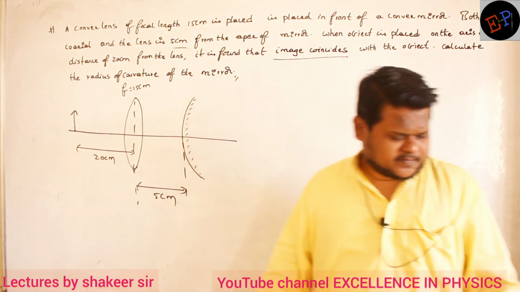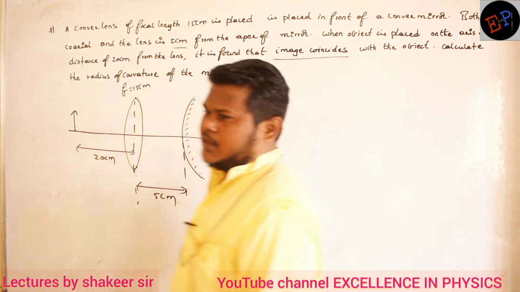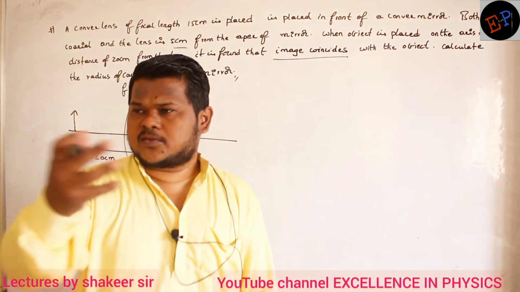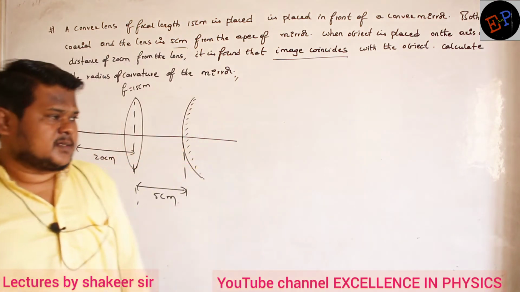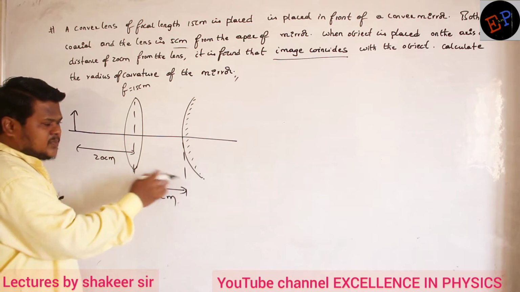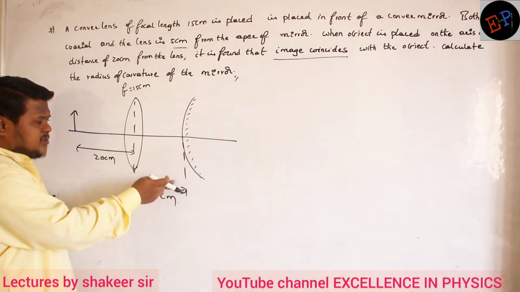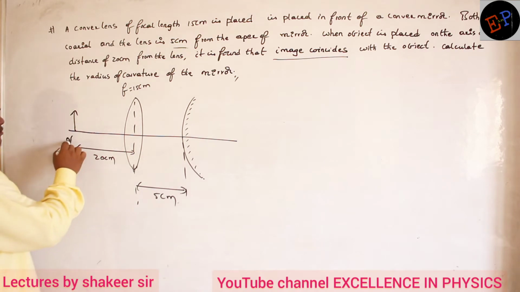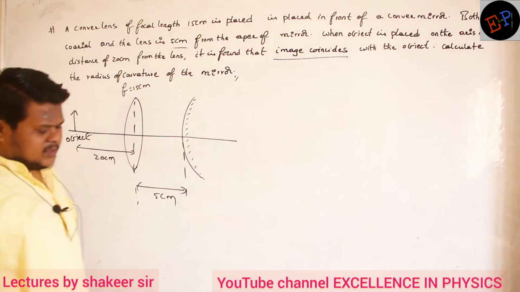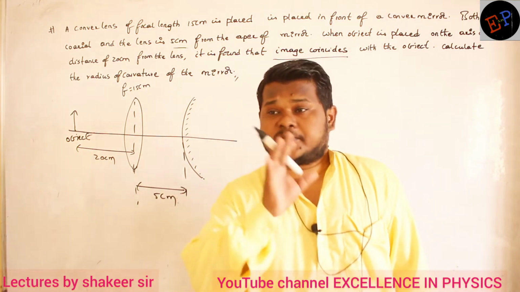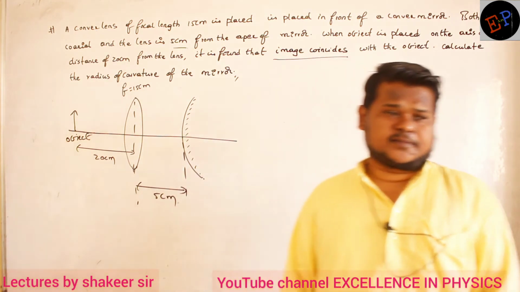Now can you say in which condition the object coincides with the image, or the image coincides with the object itself? First of all, images will be created because of these two optical instruments. That image should again be present on the object only. This is the object. So how is it possible? In which condition will the image and object coincide?